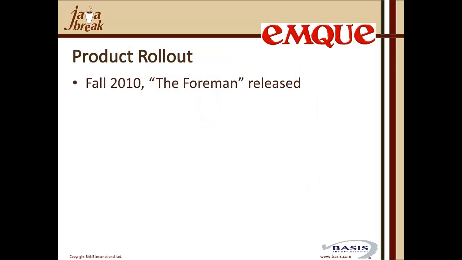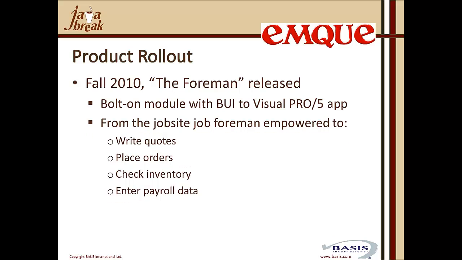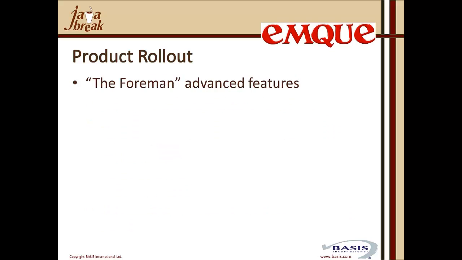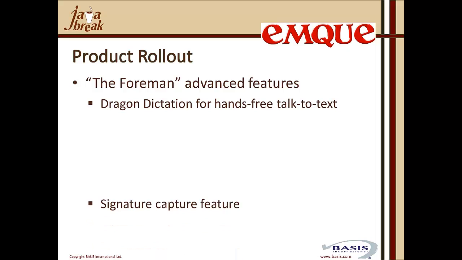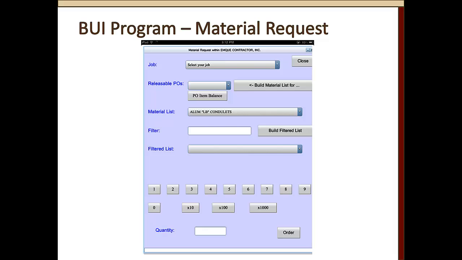So the product rollout was that in the fall of 2010, the Foreman was released. It was a bolt-on module with the BUI connection to the Visual Pro 5 app. From the job site, the job foremen were empowered to write quotes, place orders, check inventory, and enter payroll data. It really addressed the construction industry paperwork monster. The advanced features offered by the Foreman included drag and dictation for hands-free talk-to-text, signature capture feature, courtesy of the old Scribble program that Basis delivered for Visual Pro 5 many, many years ago, and those documents then were able to be emailed directly from the iPad to the customer.